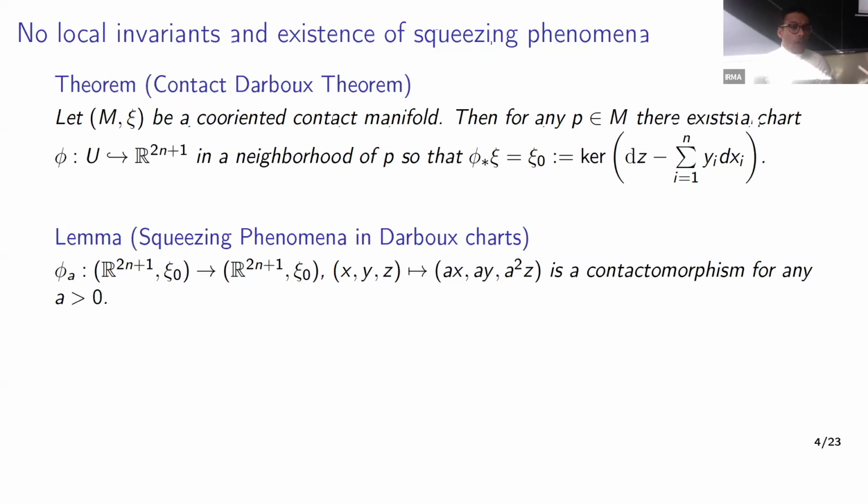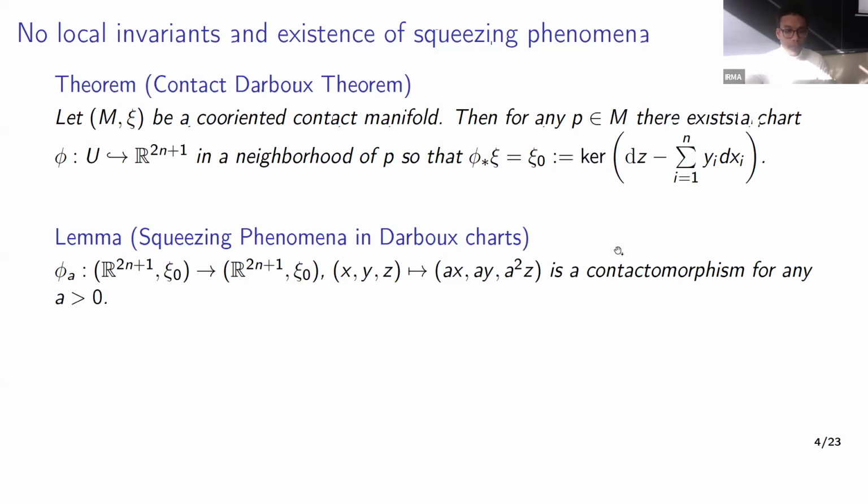Moreover, in this geometry we have even more flexibility than in symplectic geometry. Actually, we cannot expect non-squeezing phenomena as in symplectic geometry, since in the standard contact manifold R2n+1 with its standard contact distribution, the map (x, y, z) maps to (ax, ay, a²z) is a contactomorphism. So for example, if you take a very big ball, you can send it into a neighborhood as small as you want of 0 if you take a to be small enough.